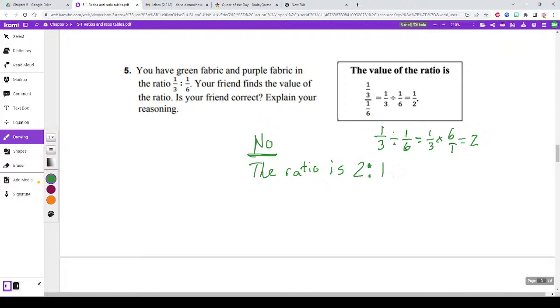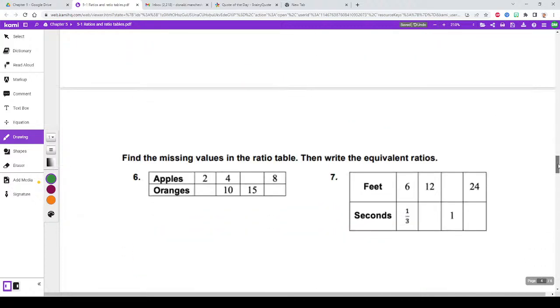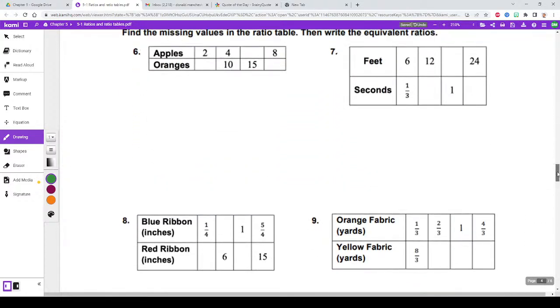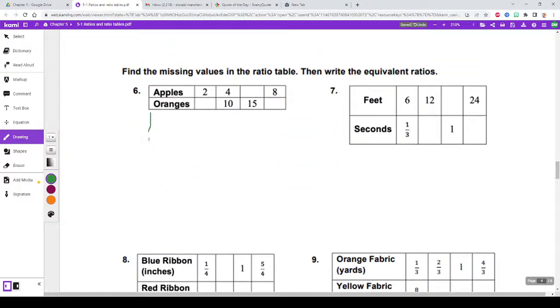Maybe I should say 2 to 1. Okay, we're filling in blanks again. We can do this. We're going from 2 to 4, so that's 4 divided by 2, which is 2. Oh, sorry, we're not going from 2 to 4. We're going from 4 back to 2. So we're going to go 2 divided by 4, which is 1/2. And so then we're going to take 10 and multiply 10 by 1/2, which is 5.